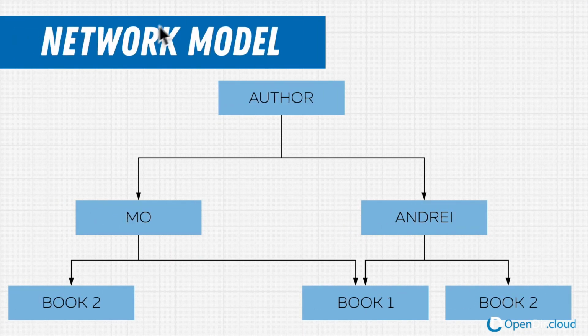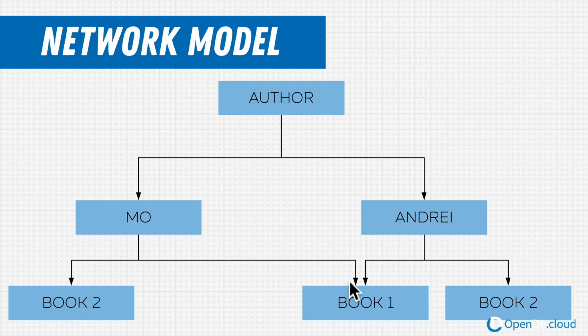So then came along the networking model. And the networking model expanded on the hierarchical model, allowing many-to-many relationships. Now, what do I mean by that? Well, suddenly, we could allow co-authoring. Mo could now help Andre on book 1, and they could have a significant relationship that related to each other. We could now say the child entities could have multiple parents.